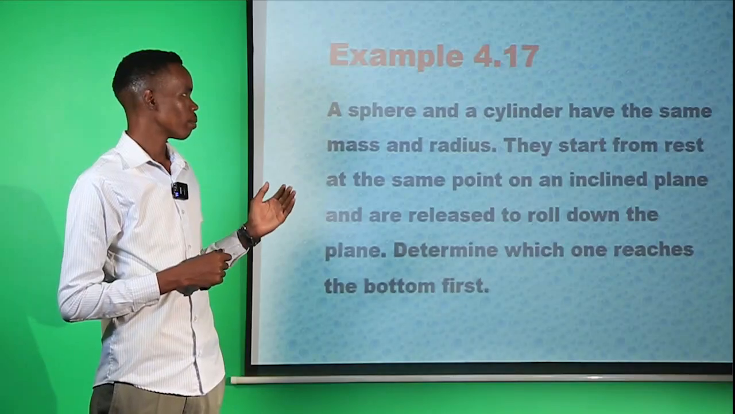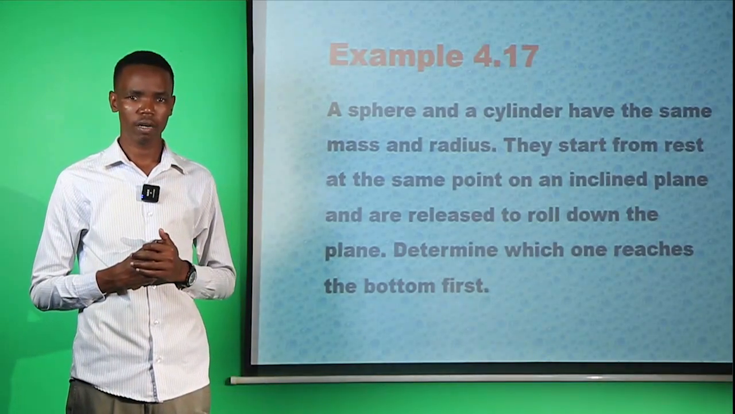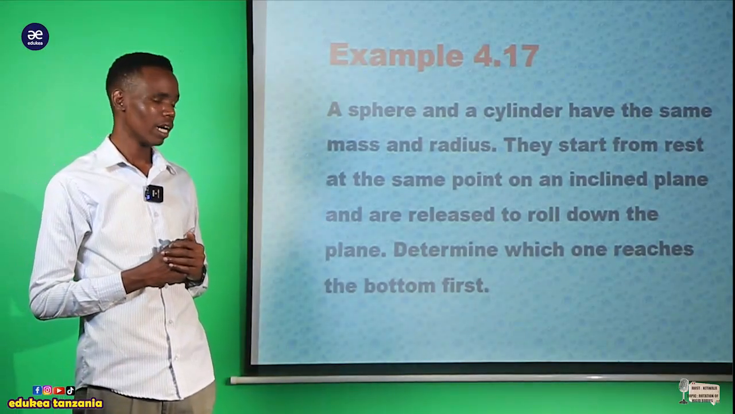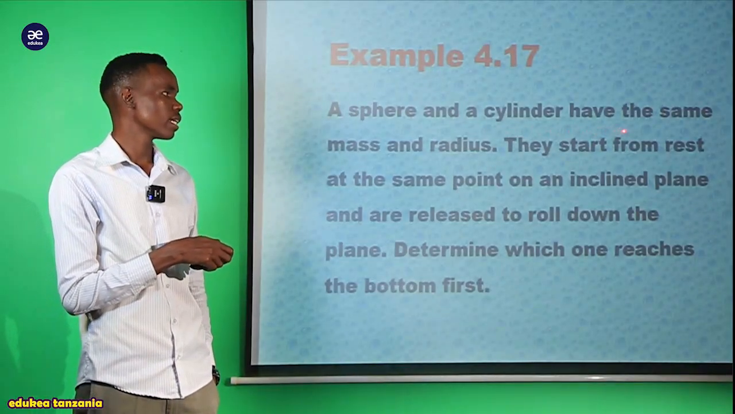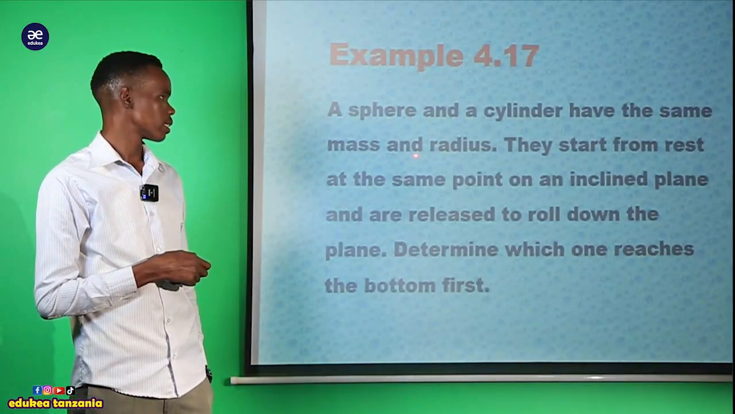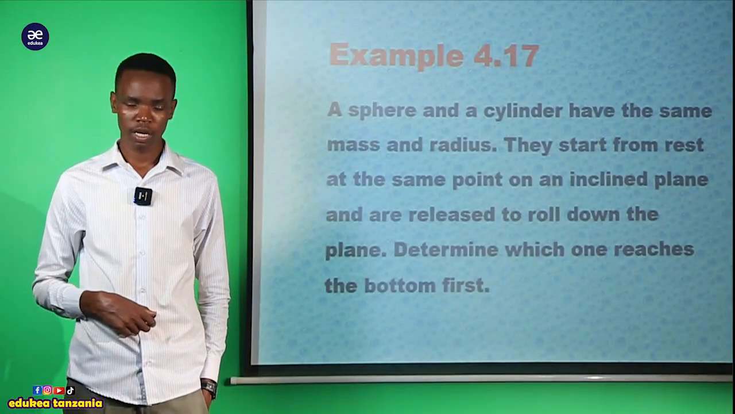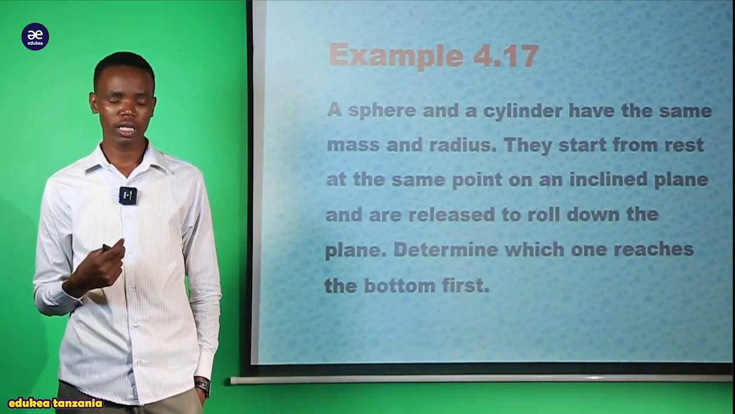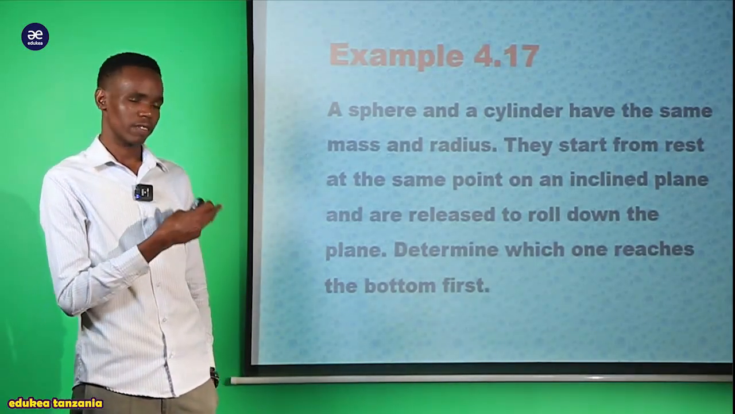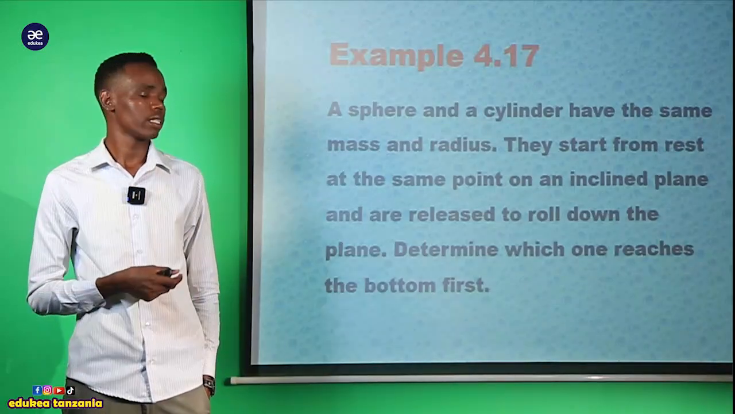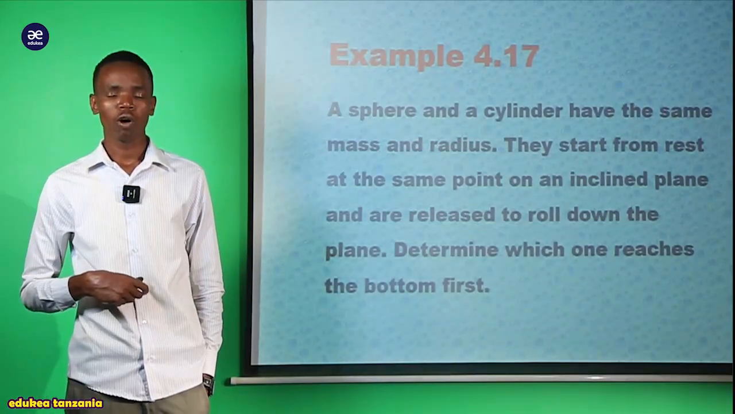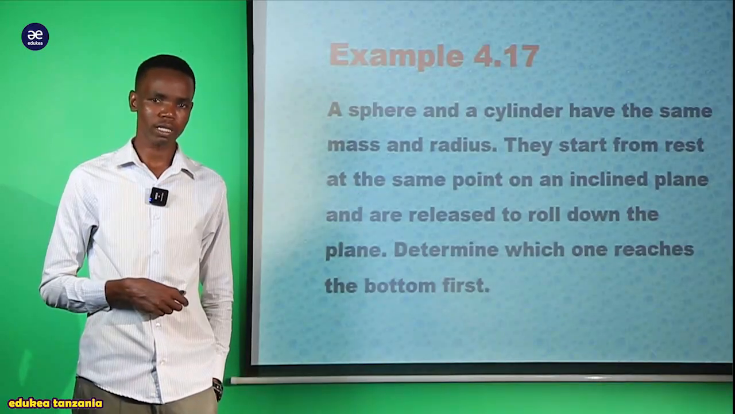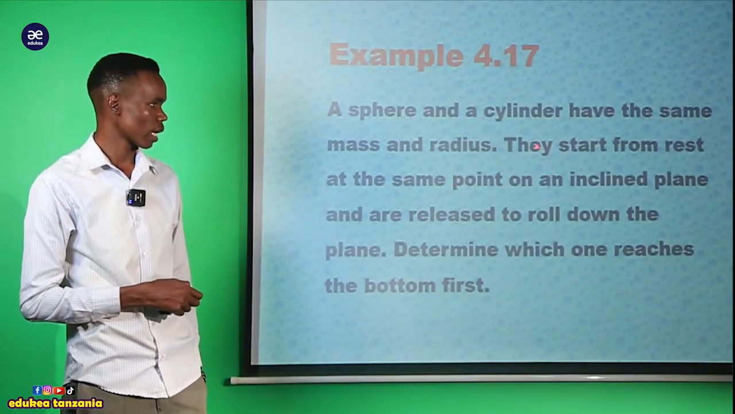Our example number 17 for our fourth topic, my dear students, says that a sphere and a cylinder have the same mass and radius. We have two rigid bodies. The first one is the sphere and the second is the cylinder. Both of these rigid bodies contain the same mass and also the same radius.